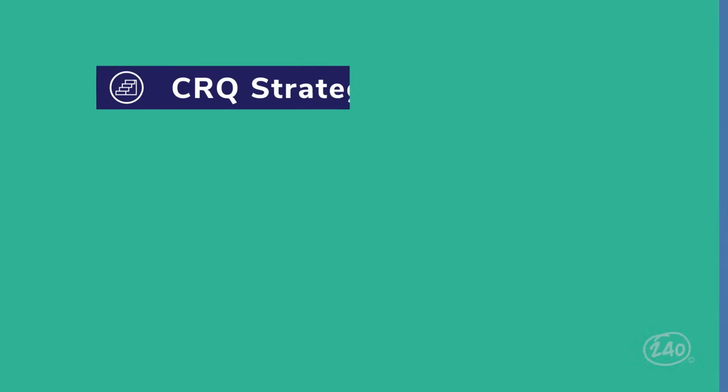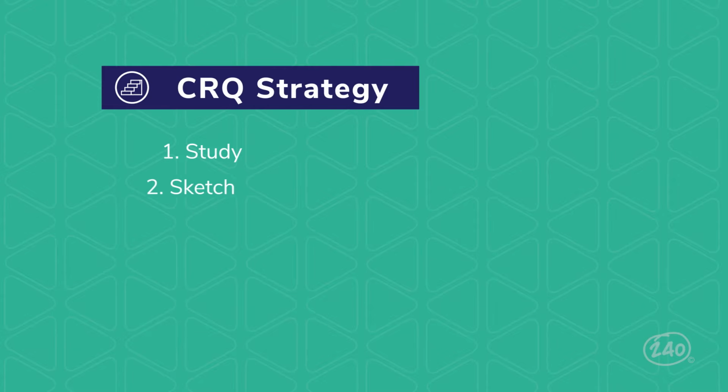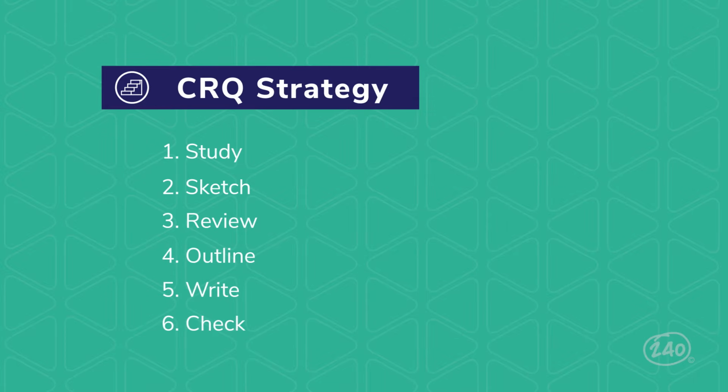Okay, I know that was a lot of explanation. It'll be so much clearer if we put this into action and take a peek at an actual prompt. You'll get a detailed breakdown of our recommended strategy in the study guide, but here's the basic version of what you need to do to complete the CRQ. Study the exhibits. Sketch your notes. Review what you've written. Put your notes into a 5-paragraph outline. Write your essay, and quickly check over your work.